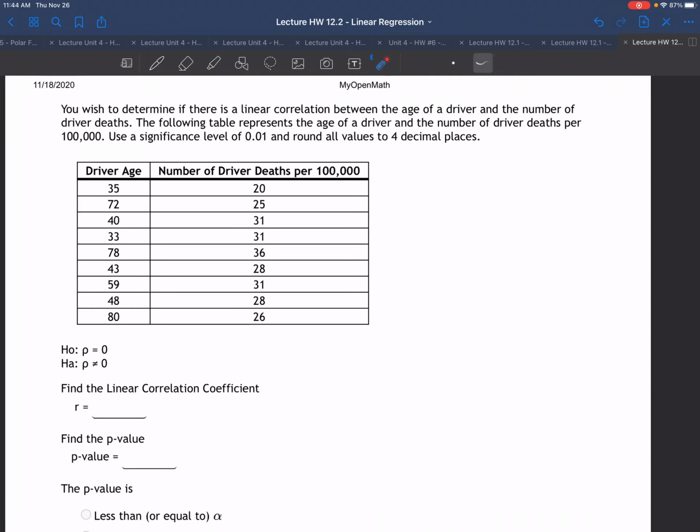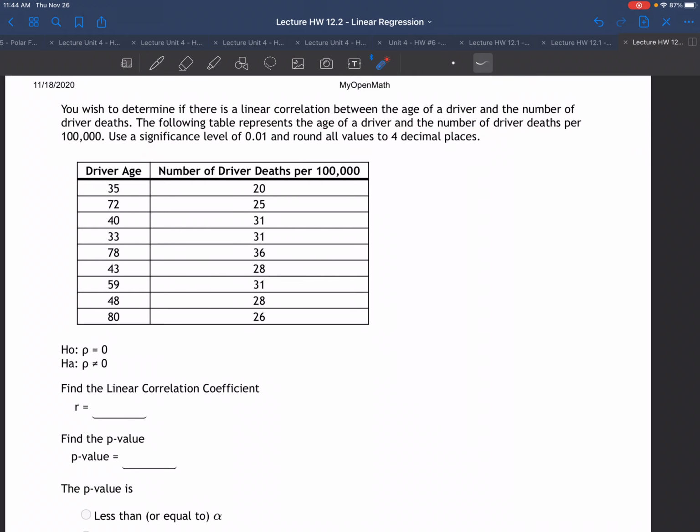Here's an example in which we're trying to see if there's a connection between driver age and number of driver deaths per 100,000. So you wish to determine if there is a linear correlation, a connection, between the age of a driver and the number of driver deaths. The following table represents the age of a driver and the number of driver deaths per 100,000.